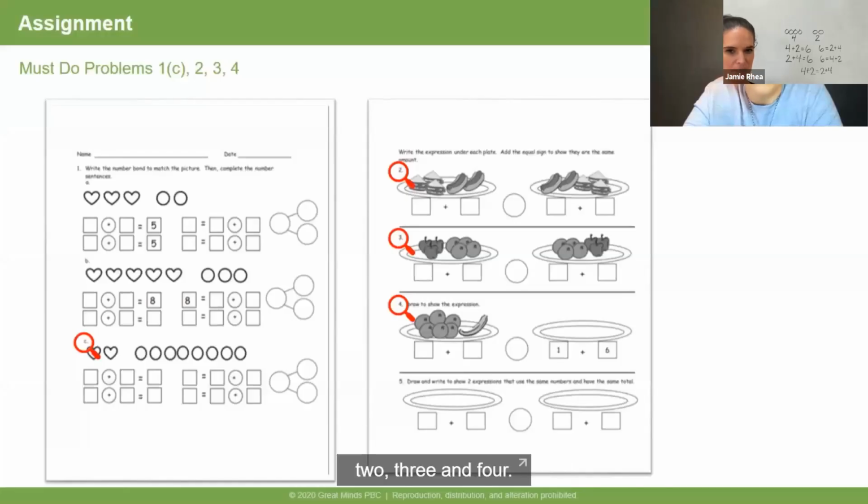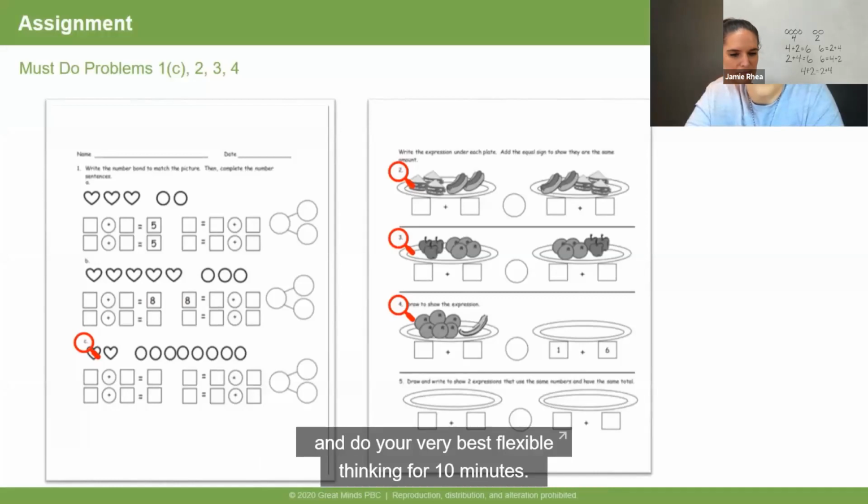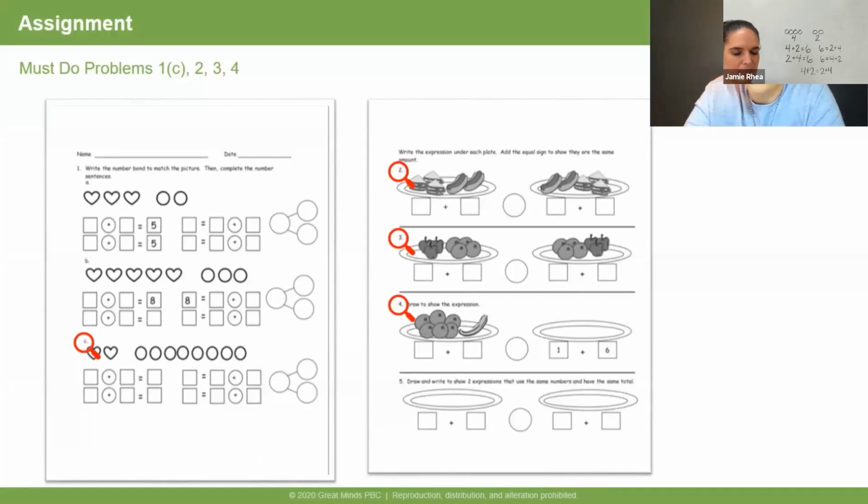It's time now to practice. Your must-do problems are 1C, 2, 3, and 4. Ask a grown-up to help you keep time and do your very best flexible thinking for 10 minutes.